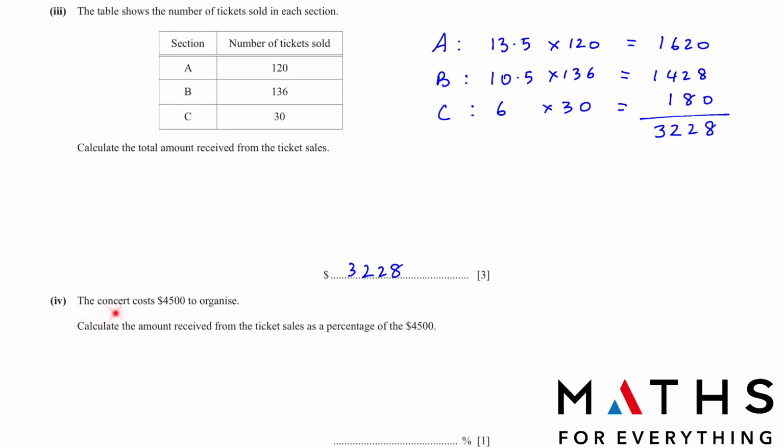Part 4, the concert costs $4,500 to organize. Calculate the amount received from the ticket sales as a percentage of $4,500. So 3,228 divided by 4,500, multiply by 100. Whenever you want to find the percentage, multiply by 100. And we will get the answer 71.7%.